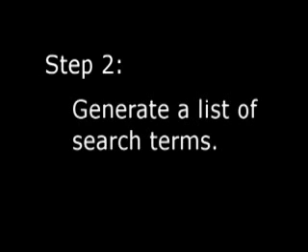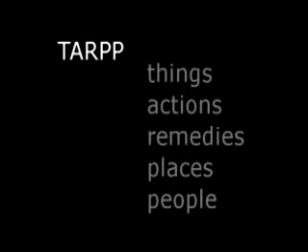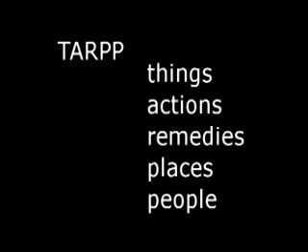Step 2, generate a list of search terms. My favorite method for doing this is something called the TARP method. Now, TARP just stands for Things, Actions, Remedies, Places, and People. Make sure that you write down everything you can think of and make the list as big as possible. Now that you've got your list, let's start looking at some secondary sources.